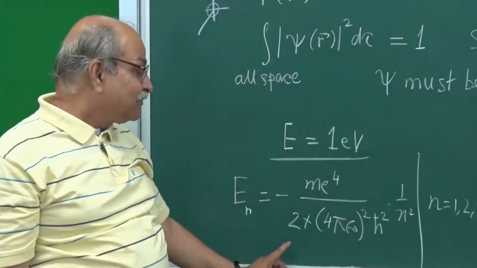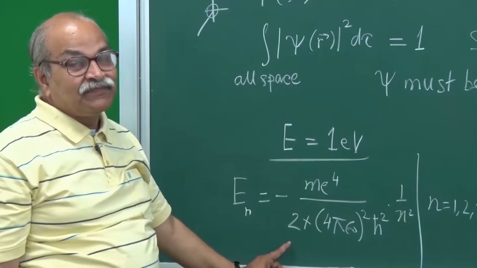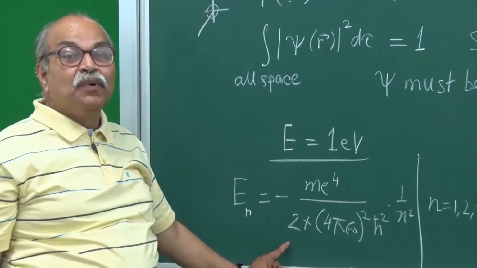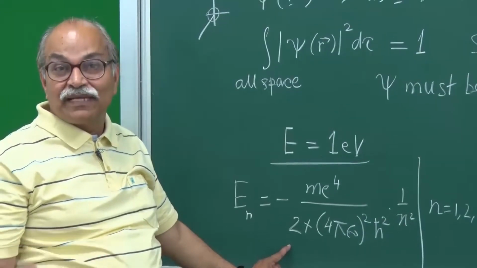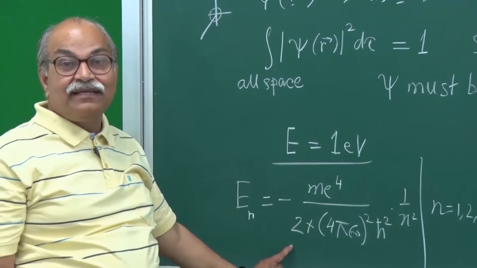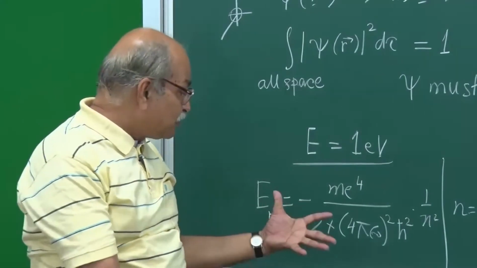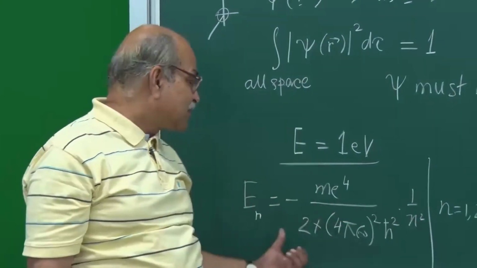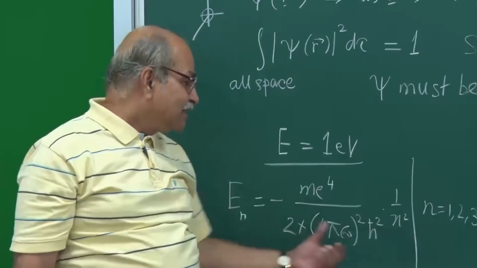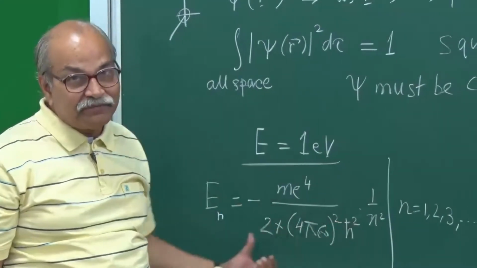And you remember, this is the same expression that we got from Bohr's circular orbit assumptions, and L is equal to n h cross. So Bohr's model gave me the same expression, and that is why the agreement was so good.